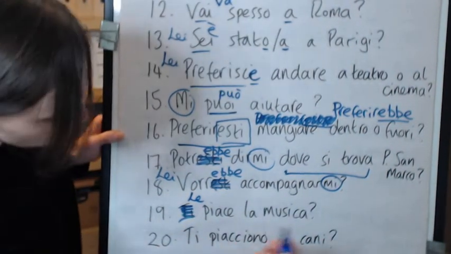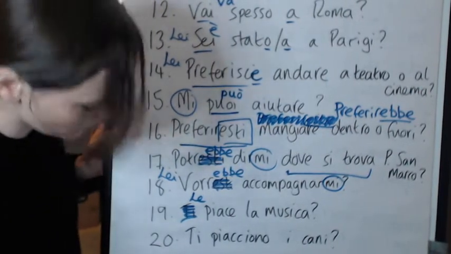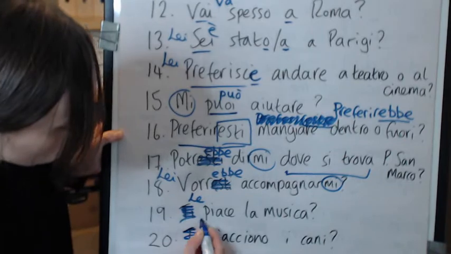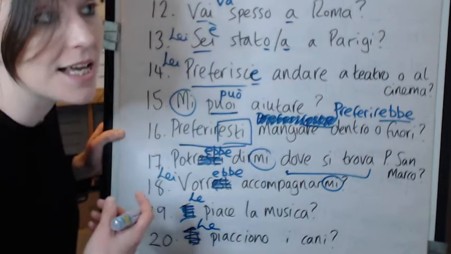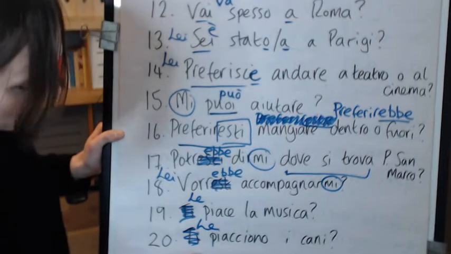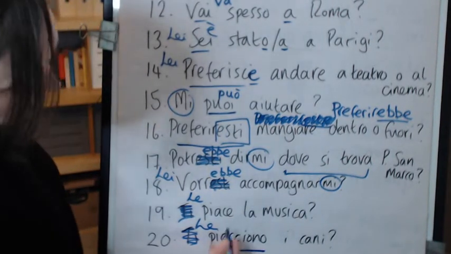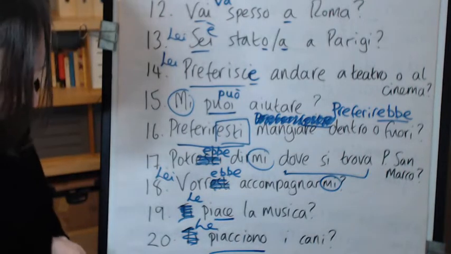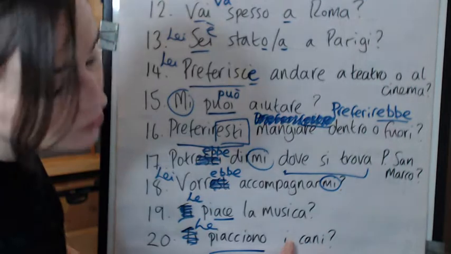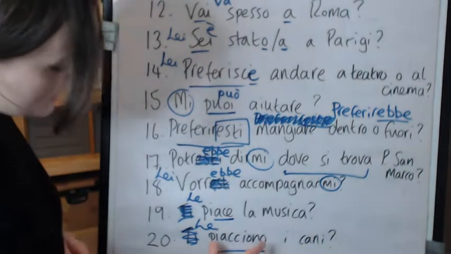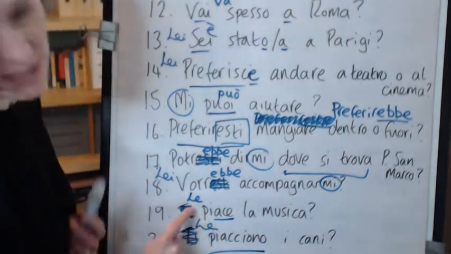Le piace la musica? Sì, mi piace molto. Per esempio, le piacciono i cani? Do you like dogs? Sì, mi piacciono i cani. So you've got piacciono and piace. The reason they're different is because dogs is plural. They please me, if you like. Music, it pleases me.